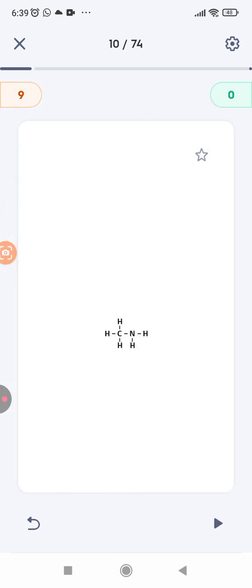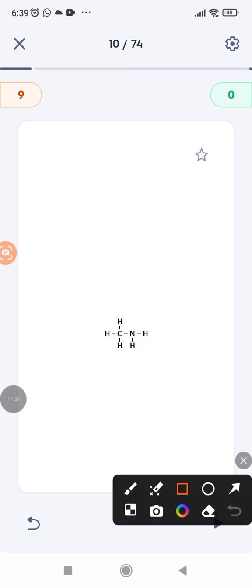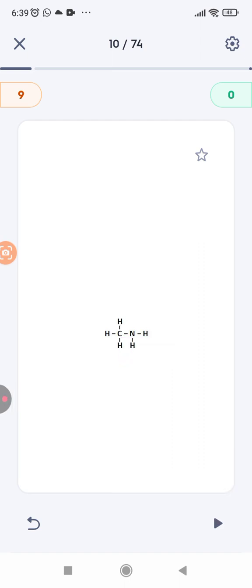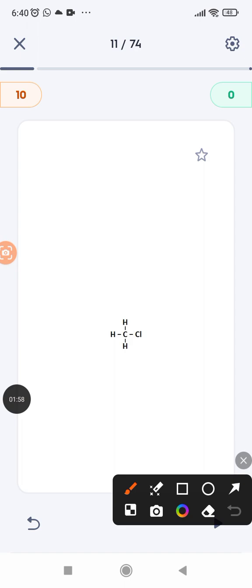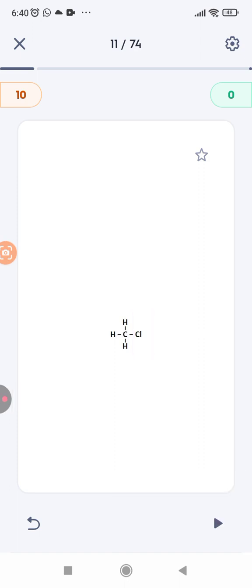Amine. This is an amine group. Alkyl halide. As we can see, this is an alkyl halide group. Chemical formula of alkane. Here we can see CnH2n+2. Chemical formula of the alkene, CnH2n. Chemical formula for alkyne, CnH2n-2.